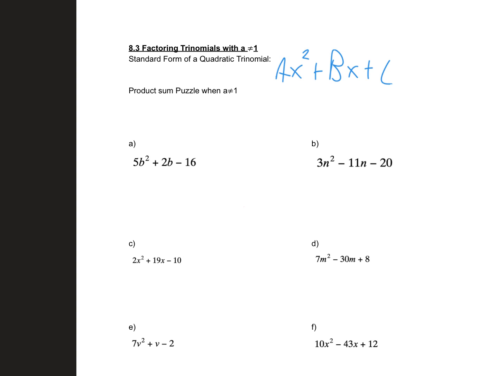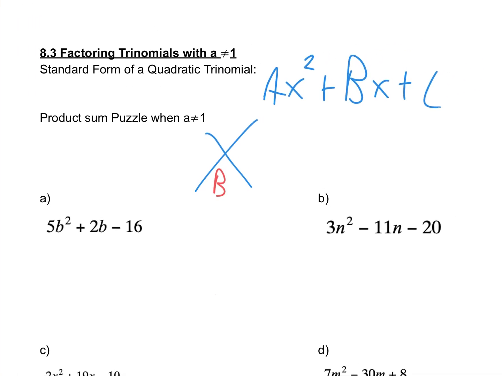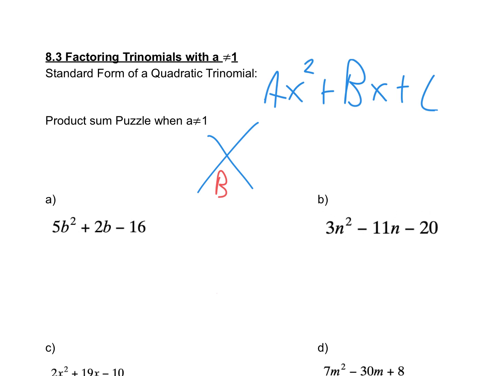So we're still going to look at our product sum puzzles because they're very helpful, but they're going to look different. So now when we have them, our bottom part is still going to be the sum, which is represented by the b value. So you remember from last section, the two factors we chose had to add up to our b value. And remember our b value is the second number that we'll see in our trinomial.